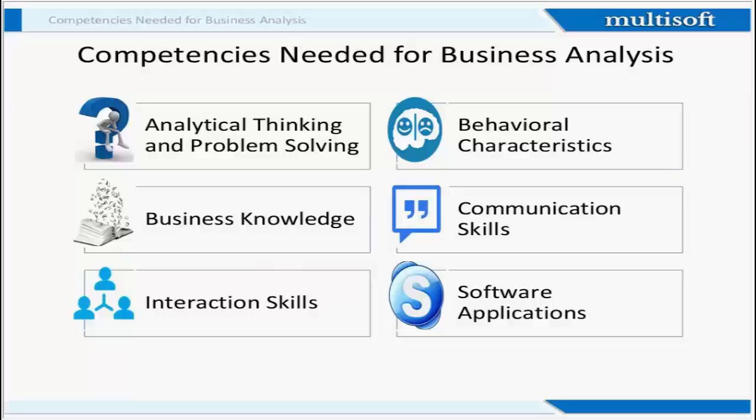Now the behavior characteristics have to be very flexible, very humble, and the BA should have a friendly nature. We should mix with everyone. In another way, we say the BA is a good friend of everyone. So the BA involves closely with everyone in a better way. So behavior and characteristics have to be in a better way. And business knowledge is very, very important. Without business knowledge, we cannot handle the whole situation.